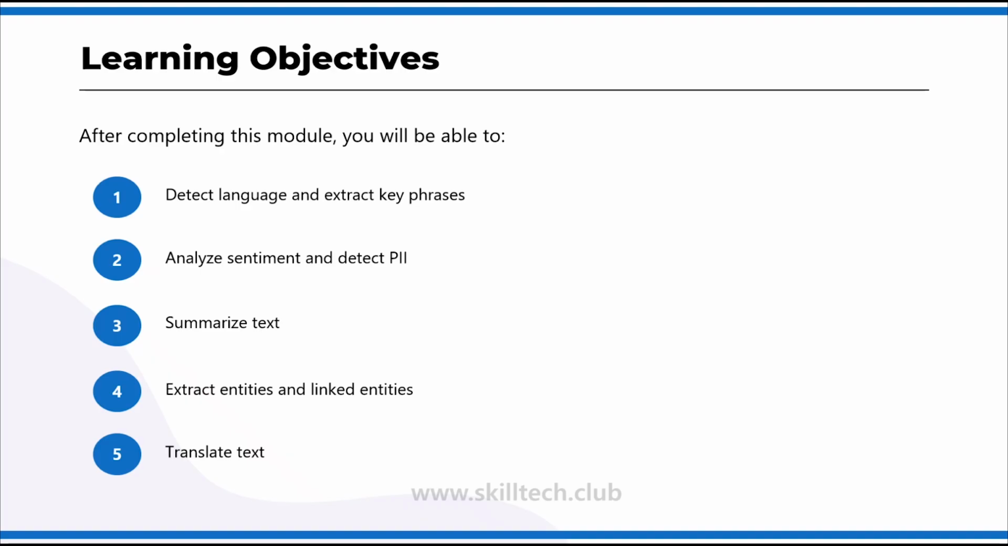We can extract entities from the text which we have provided in natural language input, as well as we can also get links associated with that entity, which will be mostly Wikipedia links. And then we are going to focus on translating text.